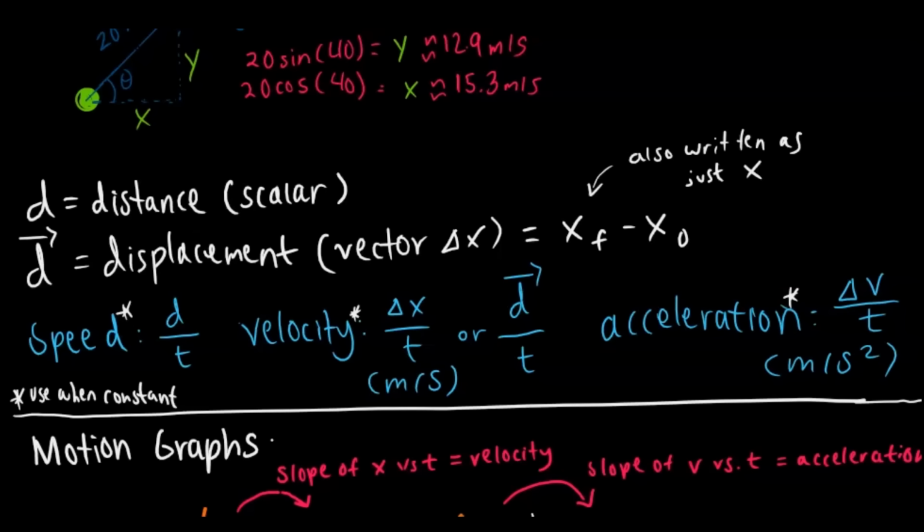An easy way to think about that is, let's say you had a guy and he walked forward 10 steps and then walked backwards 5 steps. His total distance traveled would be 15 steps, but his displacement, which is change in position, would be 5 steps. Speed is distance over time. Velocity is change in position over time, or displacement over time. And acceleration is just how fast your velocity is changing over time. The units are meters per second for velocity and meters per second squared for acceleration.